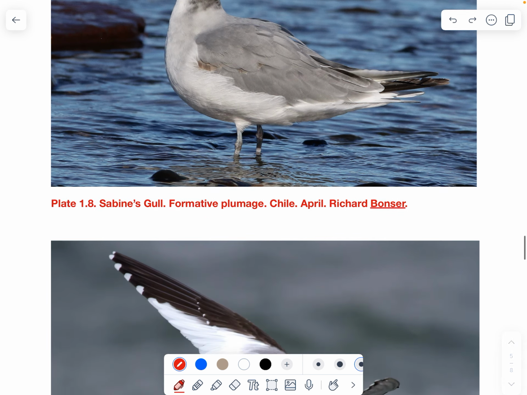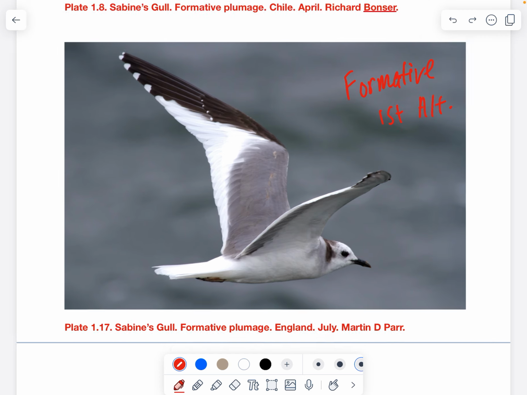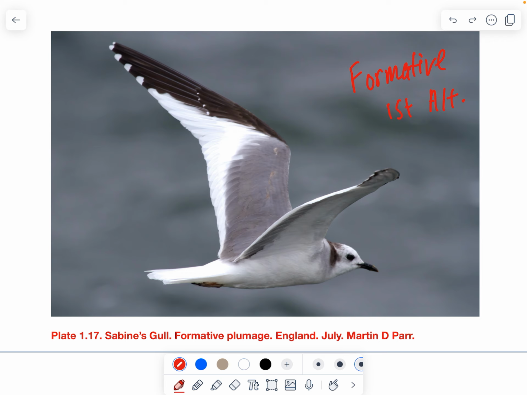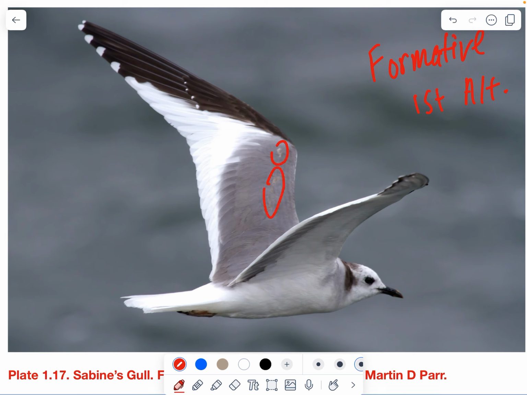But most interesting is when they head north for their first northbound migration. So this bird can be classified as either formative or first alternate. The first alternates usually have cleaner white heads. They don't show that much black on the nape. But it's clearly not an adult bird. This bird is only about a year old. And some of the distinguishing features are they're going to show washed out coverts. They don't have this black luster to their primaries. They're more brownish, washed out color.